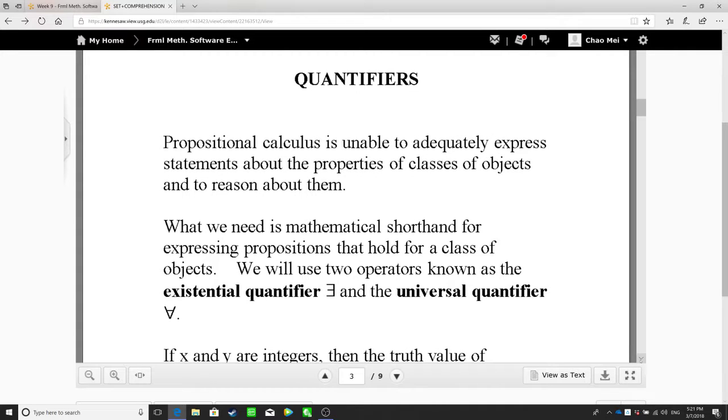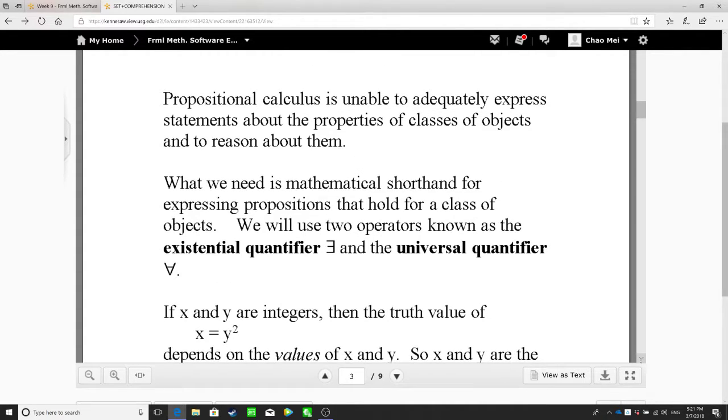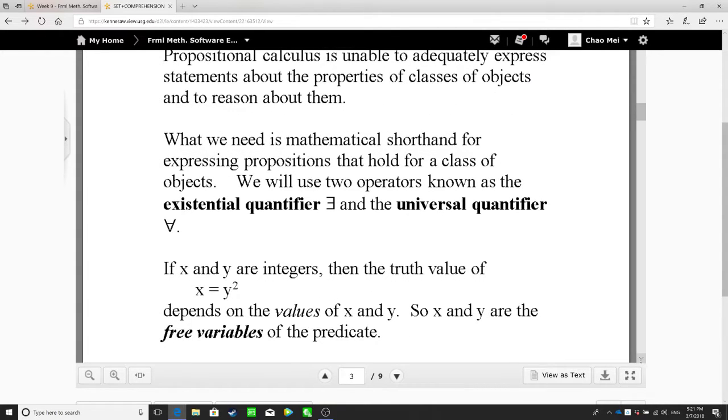Quantifiers. Two quantifiers. This is the key part of today. Propositional calculus is unable to adequately express statements about the properties of classes of objects and to reason about them. That's why we have this whole predicate calculus, because propositional logic cannot represent this. We learned that on Monday, and today we will further extend the capability of predicate calculus with two quantifiers.